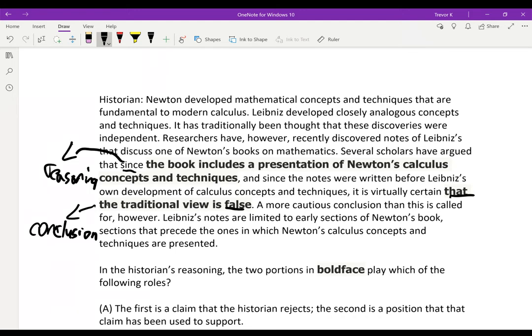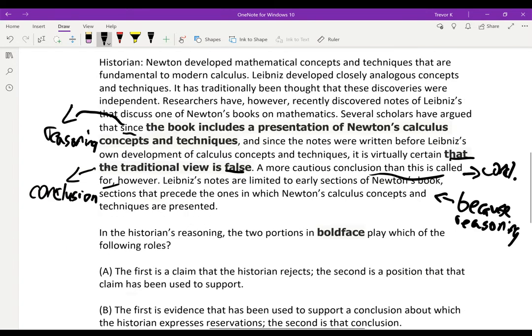And then we've got another conclusion, a more cautious conclusion than this is called for, right? So that's another conclusion. This is the historian's conclusion. He says, because Leibniz's notes, right? Because, so that's reasoning. Because Leibniz's notes are limited to early sections of Newton's book. All right, cool. So I've got reasoning and I've got conclusion. And then I've got the historian's conclusion and the historian's reasoning.